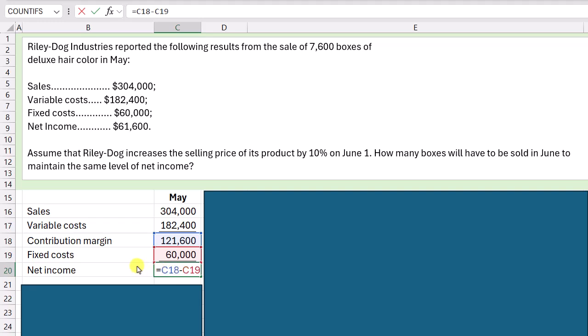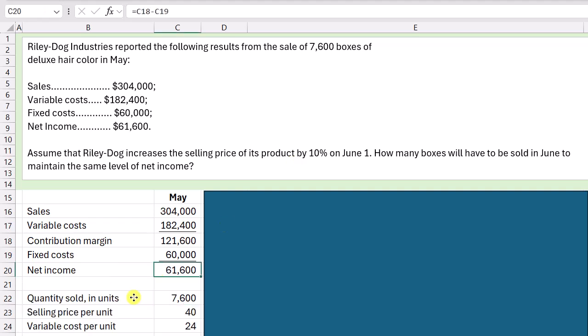All right. So let's go through the steps of what's required to answer the question. And here's the question. Assume Riley Dog increases the selling price of its product by 10% on June 1st. How many boxes will have to be sold in June to maintain the same level of net income? All right. We need to know a few things. First off, the quantity sold was 7,600. They gave that to us.